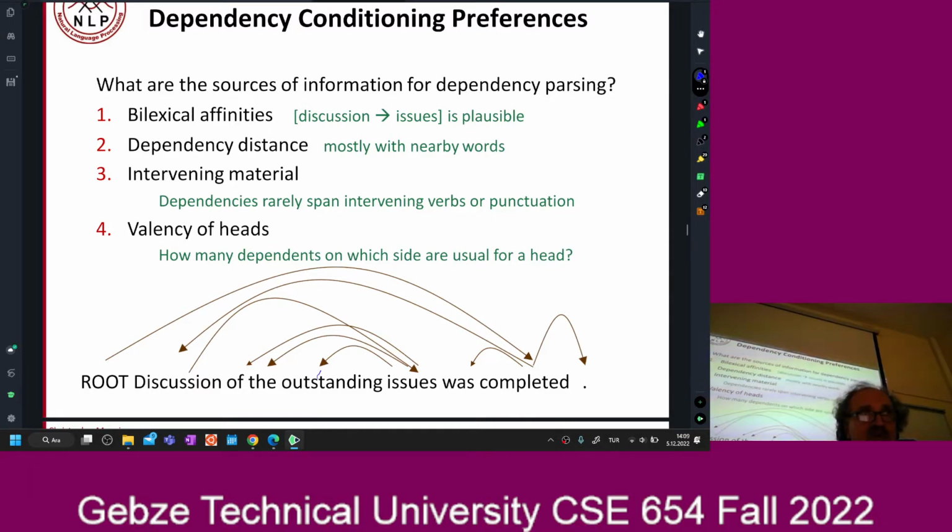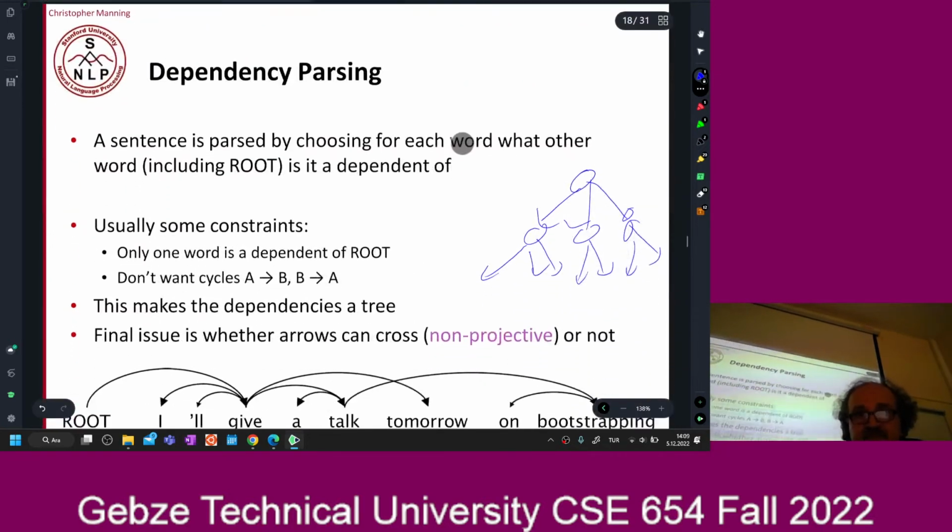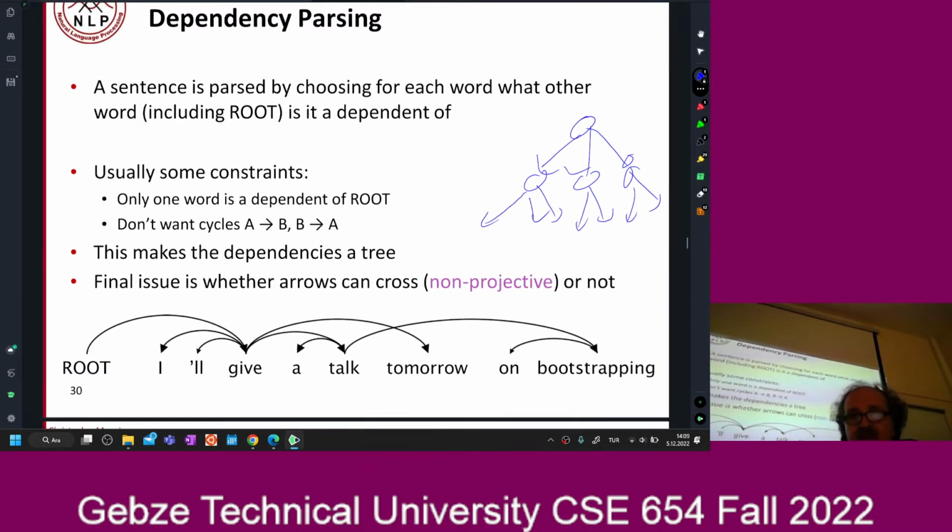So you might be wondering, how am I going to do the dependency parsing then, if the rules are not definite rules? We are going to see it in a few minutes. Okay, so the dependency is parsed by choosing for each word what other word it is dependent on, including the root. Once you find this verb, the main head of the sentence, then for this one, find the relationship between this word and the others. If there is one, then mark it. If not, then we don't do it.